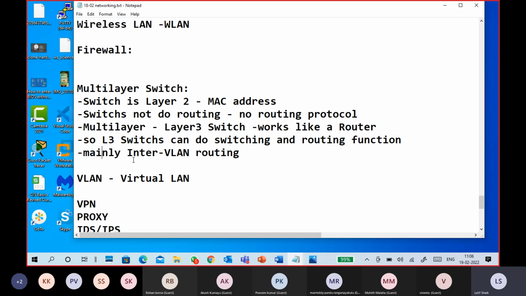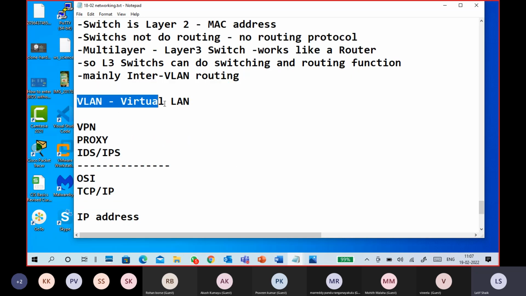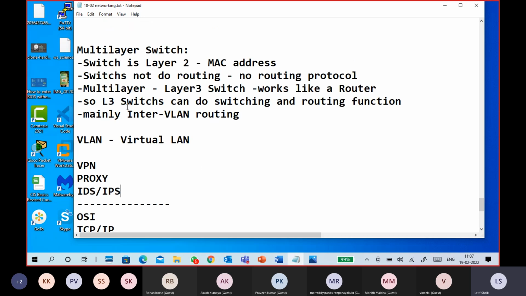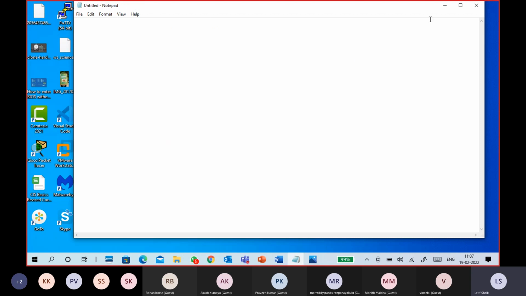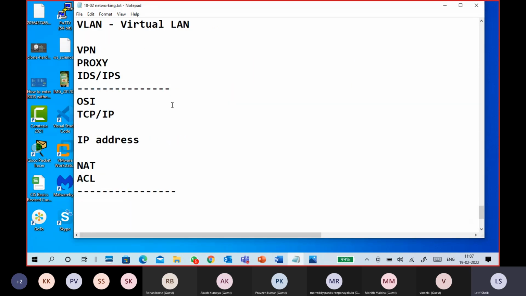So we use layer 3 switches for inter-VLAN routing. I haven't yet told you what inter-VLAN is, virtual LAN, VPN, proxy, and IDS and IPS kind of stuff. So we will go into that now. Just one minute. I will continue on this page only, so everything will be in one single place.